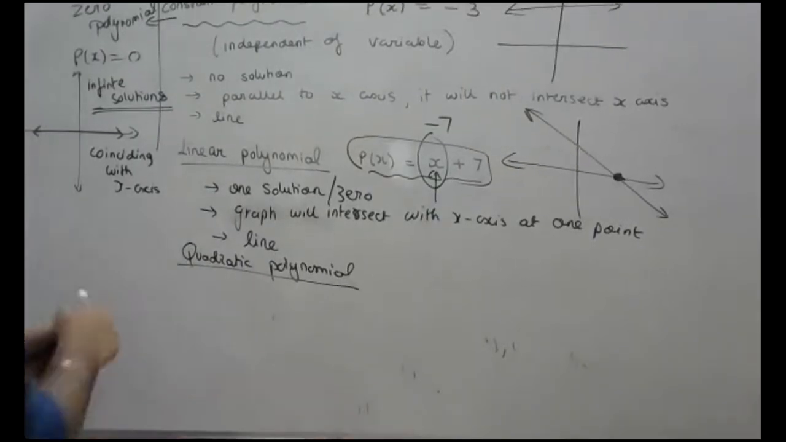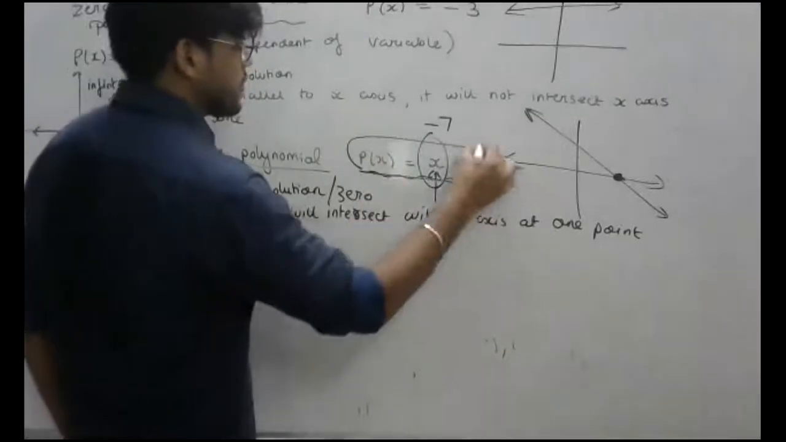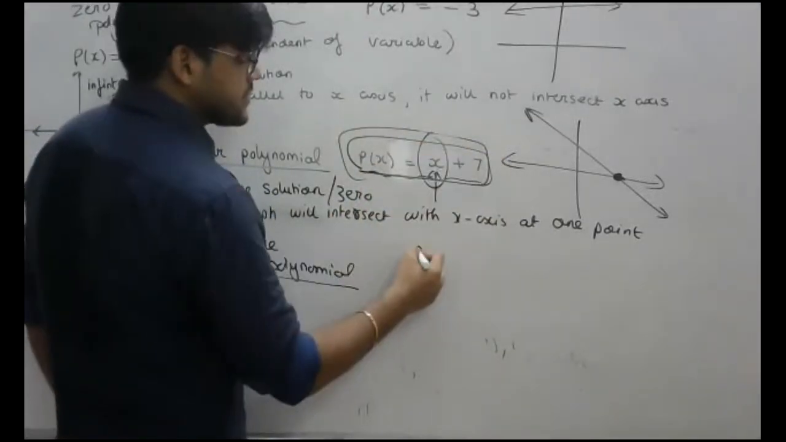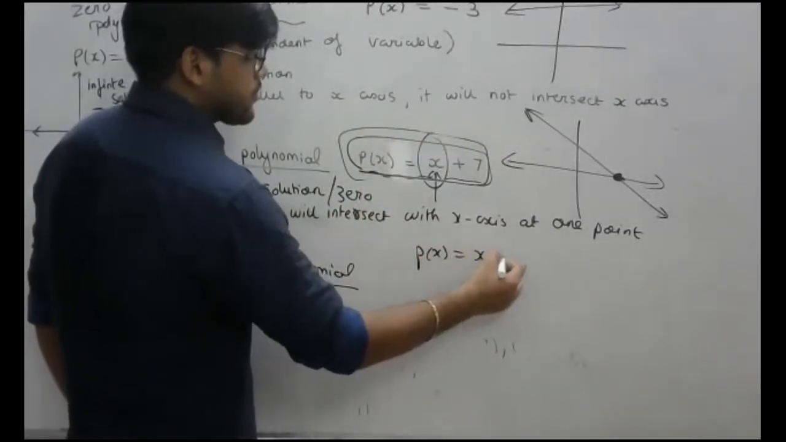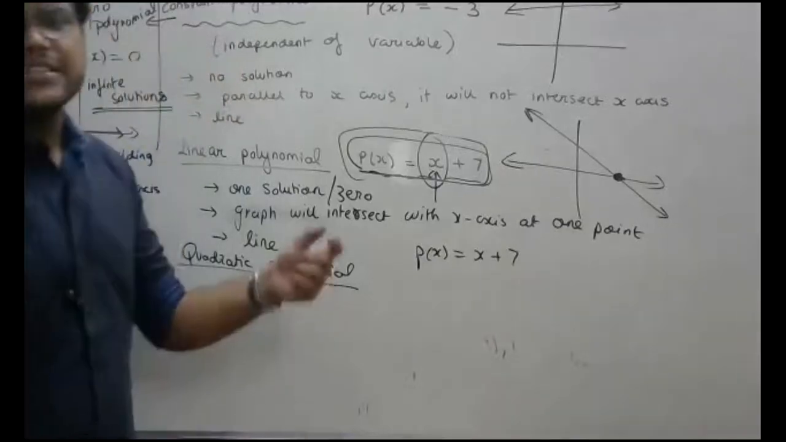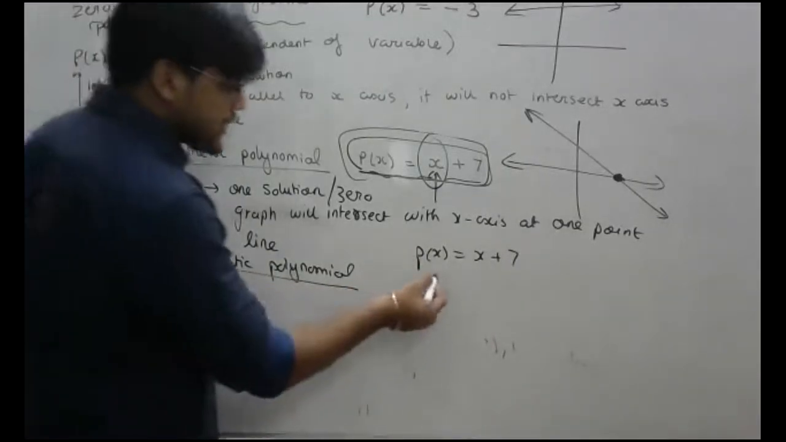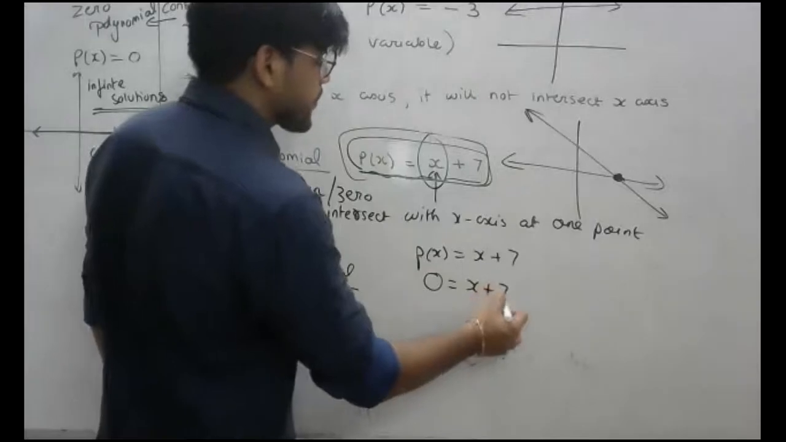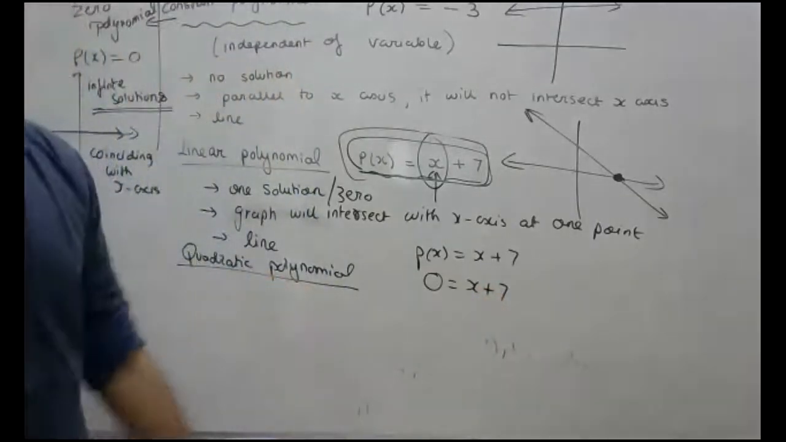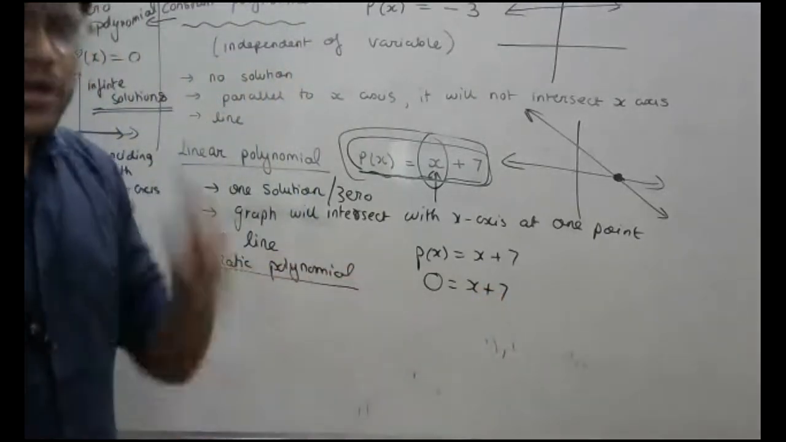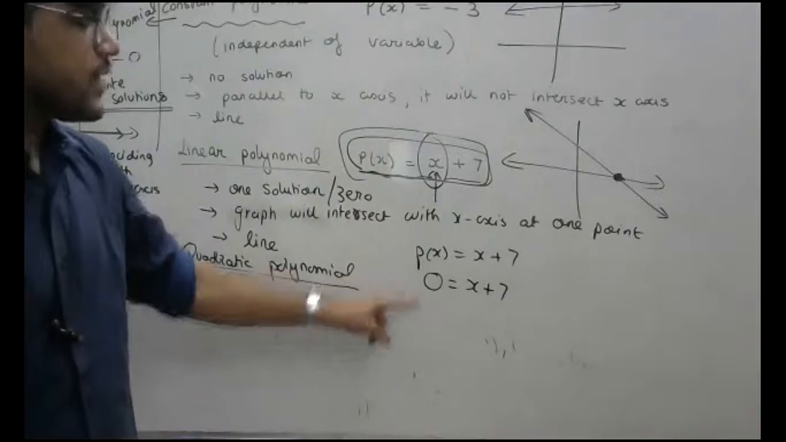Linear polynomial. I am considering p of x equals x plus 7. आपको x की एक वैल्यू सिलेक्ट करनी है, any value जिससे p of x 0 हो जाए. So you will keep p of x as 0. You have to find the value of x such that p of x becomes 0. Your ultimate goal is p of x should become 0.